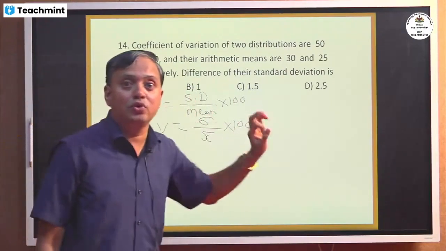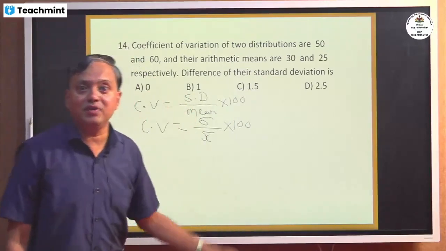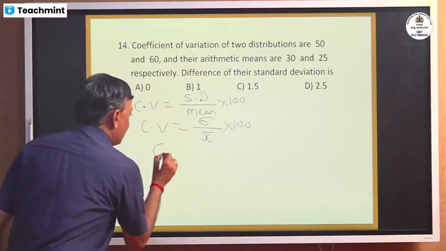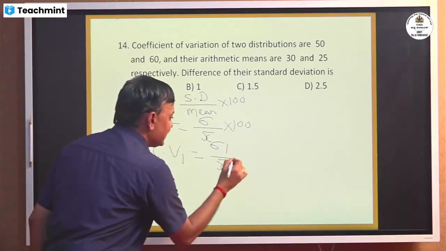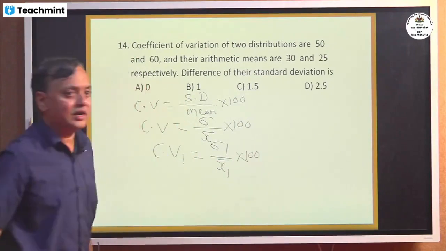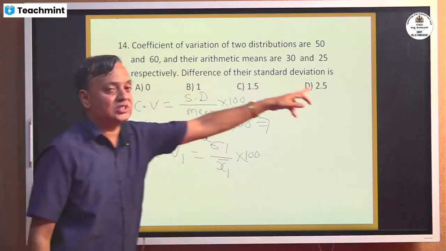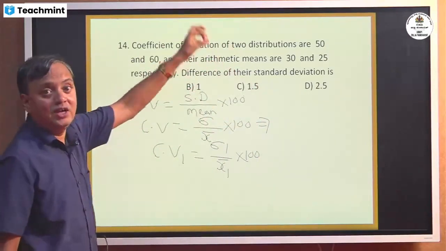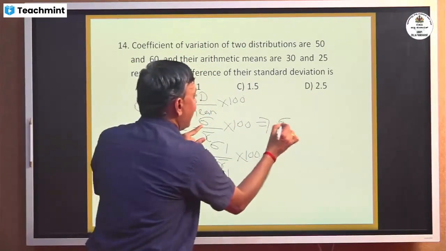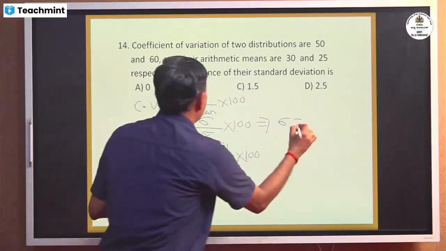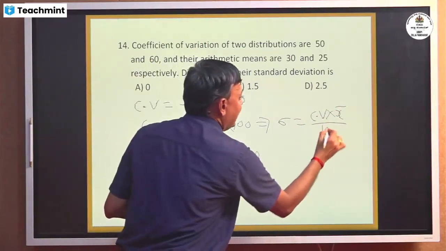Here, two distributions: the coefficients of variation are 50 and 60, and their arithmetic means are 30 and 25. The coefficient of variation of the first one is sigma 1 by x1 bar into 100, correct? First simplify. We want the difference of the standard deviations, because only the coefficient of variation and mean are given. So from this equation, cross multiplying, sigma equals the coefficient of variation into x bar divided by 100.